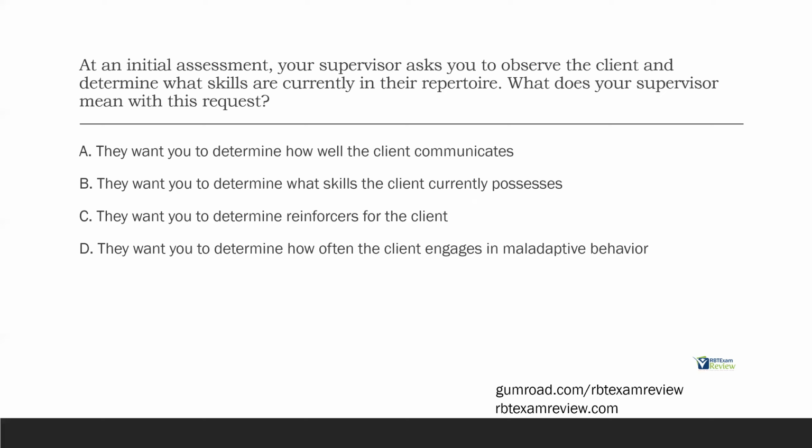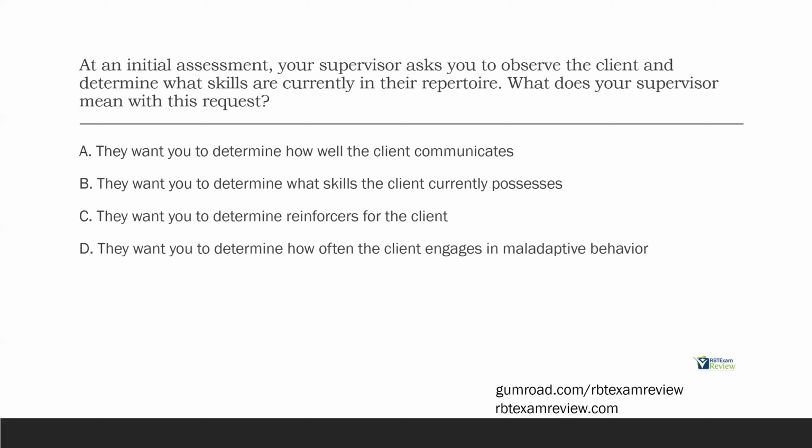So A, they want you to determine how well the client communicates. A would be okay if the question was, your supervisor asks you to determine what's in your communication repertoire, okay? We're just talking about general skills here. So A is okay, but we want a better answer, right? B, they want you to determine what skills the client currently possesses. Absolutely, that's what we're looking for, right? The skills the client currently possesses, that's the repertoire.